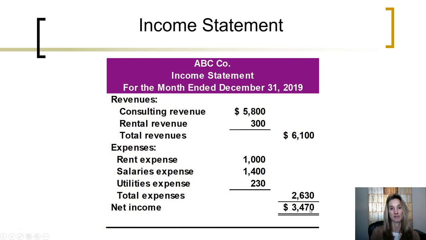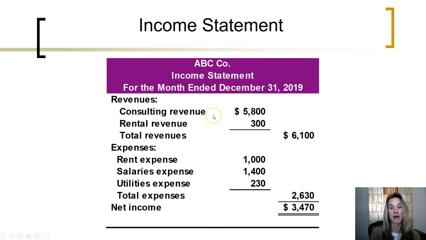Income statement. The income statement reports the profitability of the company during the accounting period. Notice the heading of the financial report. The first line is the company name. The second line is which report it is. And the third line is the period of time for which this report is summarizing. This is reporting the profitability for the month ended December 31st of 2019.